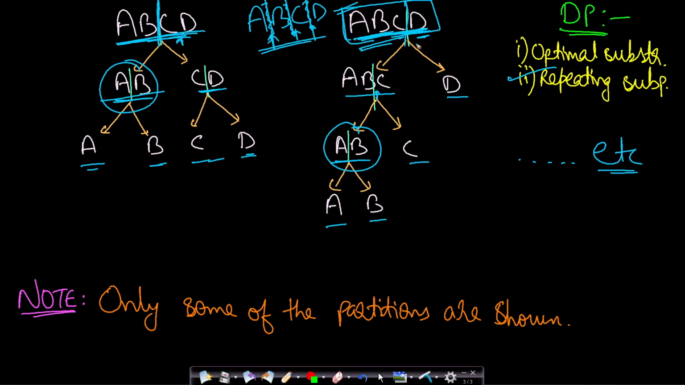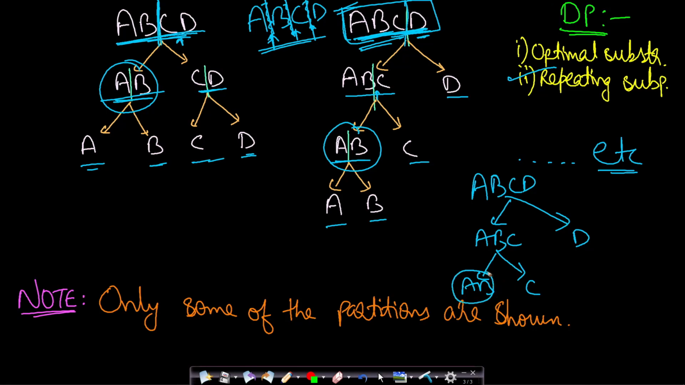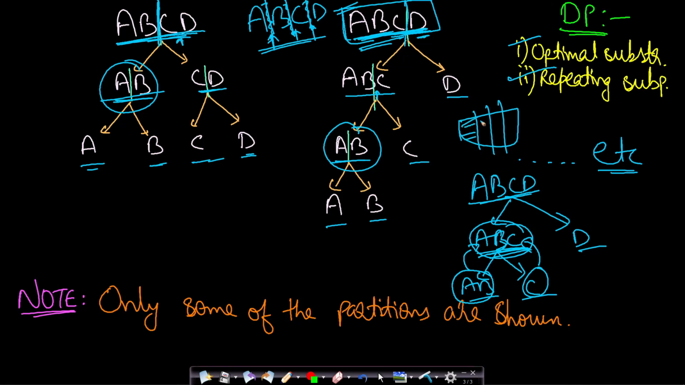So in order to find the answer for ABCD, we are dividing this problem into subproblems, and now we are solving these subproblems in order to solve the bigger problem, right? In order to solve ABC, we need to solve AB and C, and in order to solve ABCD, we need to solve ABC and D, right? So this is the optimal substructure property, which means that we can break a bigger problem into smaller subproblems, and then solve the smaller subproblems to get the solution for the bigger problem, right?